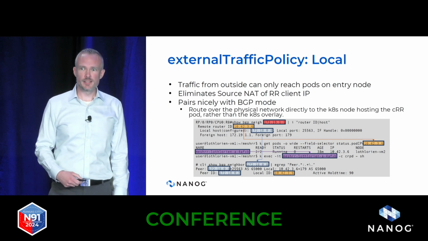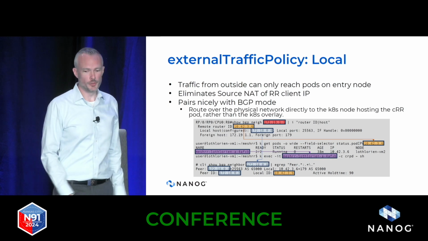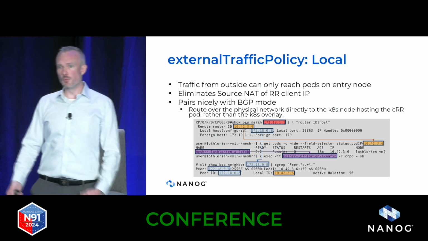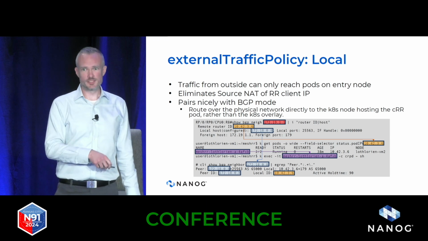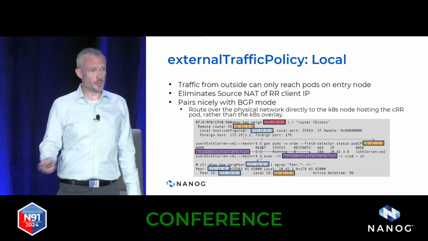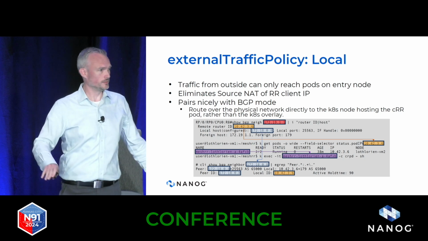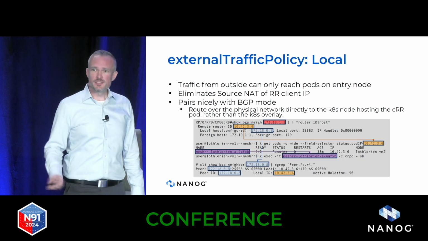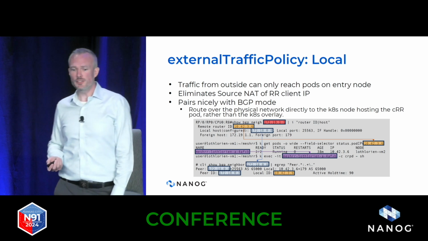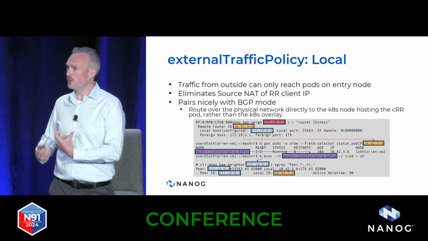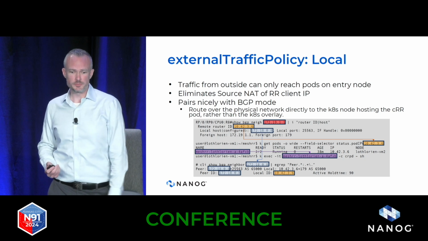In contrast to that, you can probably guess what local mode does. Local mode means that when I have traffic come in a single K8s node, I'm only going to send that to pods on that node. And if I don't have a relevant pod on the node, it doesn't go anywhere. This eliminates that source NAT of the route reflector client IP address. So it does look a little bit simpler from an operational perspective.